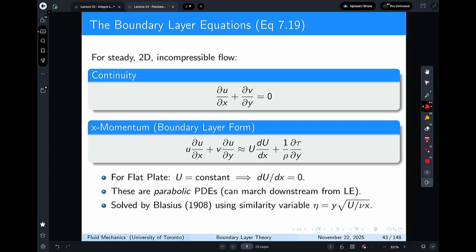So you have the mean momentum terms, and you have the shear stress. U is equal to constant, and del U del x, or du dx, is equal to 0. And they can march downstream from the leading edge. And this is where you get that table we talked about in the previous lecture. If you looked at that table 1, I think it is, from the previous lecture, you had eta and f prime. So this is where that came from.